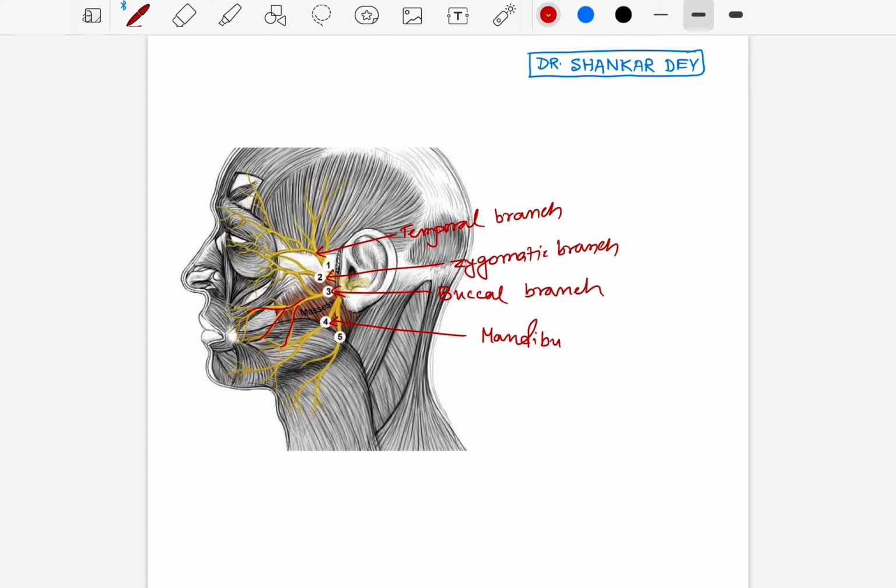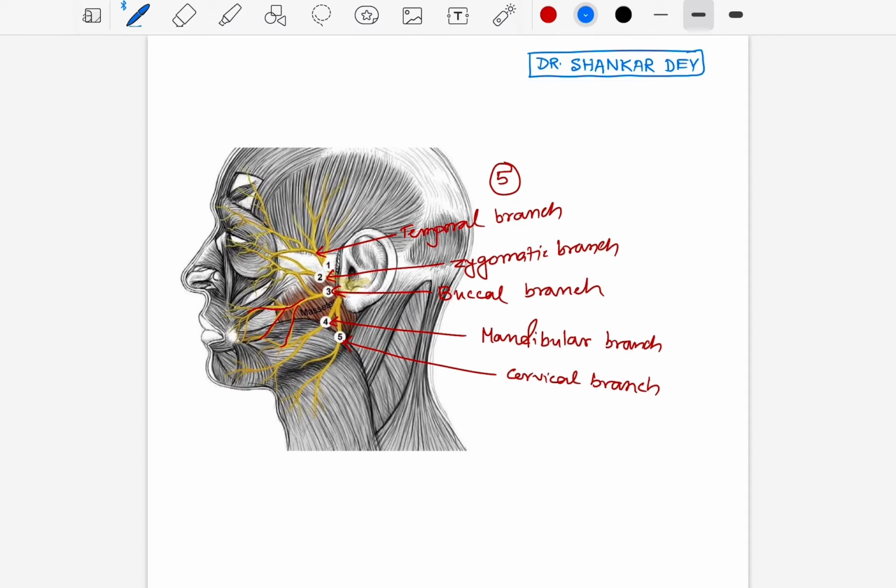So temporal, zygomatic, buccal, mandibular branch. And lastly, in the cervical region, this lowermost terminal branch is the cervical branch. So these are the 5 terminal branches of the facial nerve: temporal, zygomatic, buccal, mandibular and cervical.